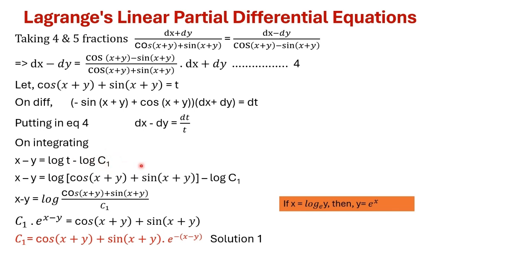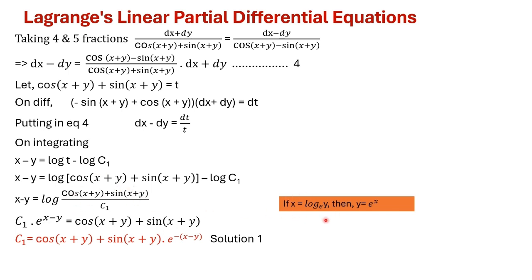So we get log t, this t value we are putting here, minus log c, which is an arbitrary constant. Now here, log this minus log this. According to the log property, it will be log of (cos x + y + sin x + y) by c. Now this x minus y and this log term can be converted into exponential form like this.